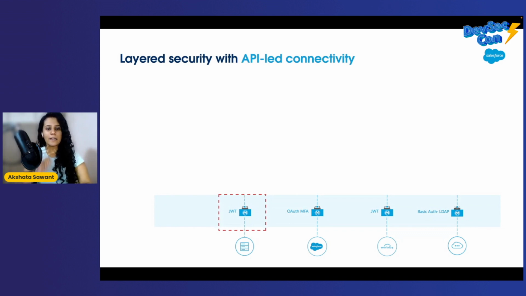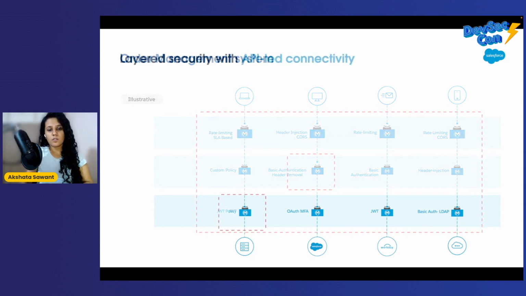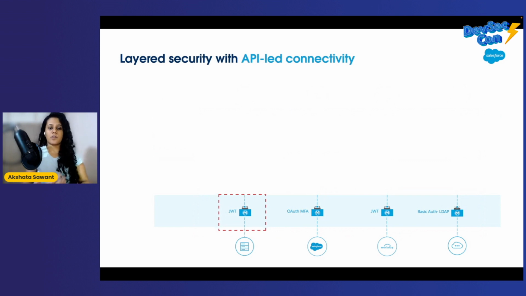Going ahead, from the previous one itself, we have seen that there was an architecture on which we are going to apply security at each and every level. So this is an API connecting with the backend system. You can say it's a database system, and I'm applying a JWT security policy on it. Similarly, we'll be applying the security policies across each and every endpoint, and that's how we are going to create a mesh of security.